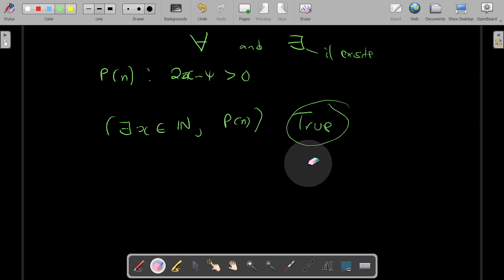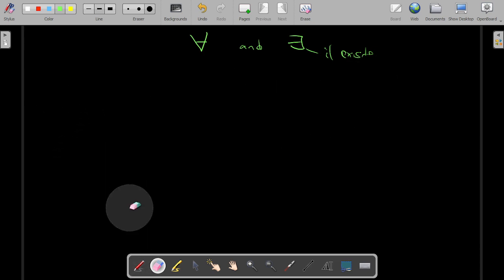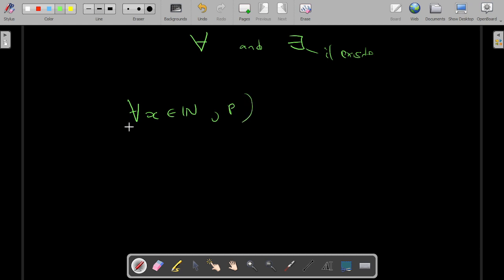Now, one thing I want to talk about is how you negate such a proposition. What is the negation of "quel que soit x in N", and then we have, for example, the proposition P? Well, the negation of this is going to be "il existe". Where you have the for all operator, you put "il existe". So "il existe x dans N", and then you have here not P. So this is going to be the negation.